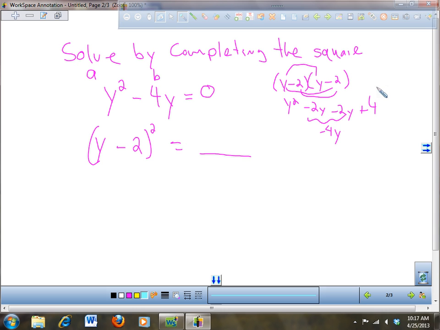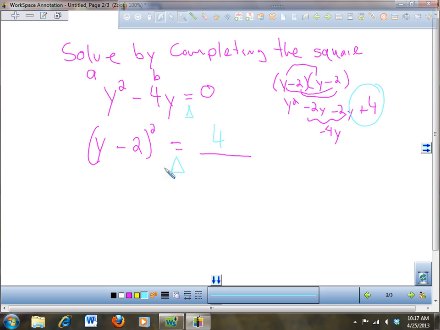How much have I added to this side of the equation when I did this? How much? 4. Okay? So this is not exactly the same as this. This is 4 more than this. So to keep the equation in balance, right, this is a little scale, what do I need to put on this side of the equation? 4. Okay, so you need to put a 4 on this side. So you took half of this, and then you add that thing squared to this side of the equation.